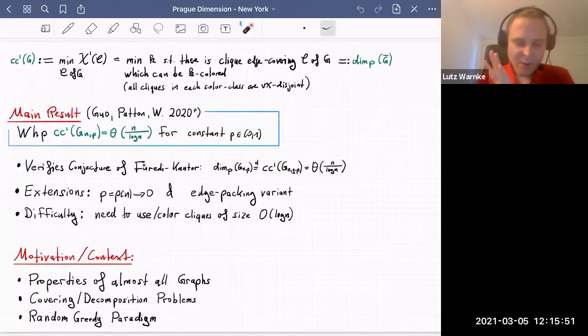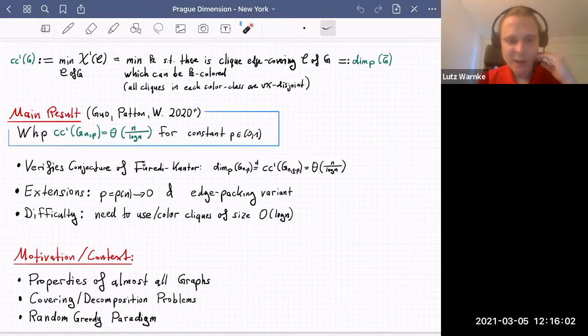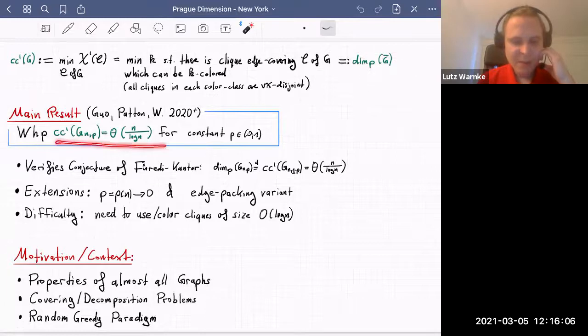Okay, so that's about what we can prove. And of course, this is a simplified version of our main result. There are a bunch of different extensions. Let me mention two of them. Here I stated the result for constant p. For this clique covering chromatic index, we can also allow p to go to 0.